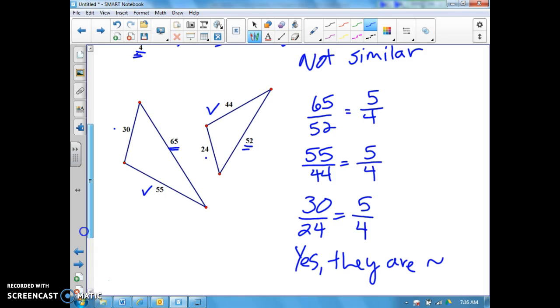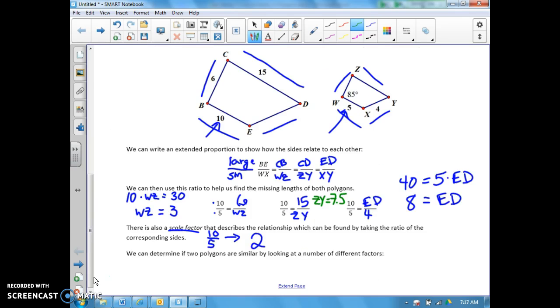Thank you very much. I'm now going to show you the answer to the one problem I asked you to do on the previous page. You should have gotten that ZY equals 7.5.